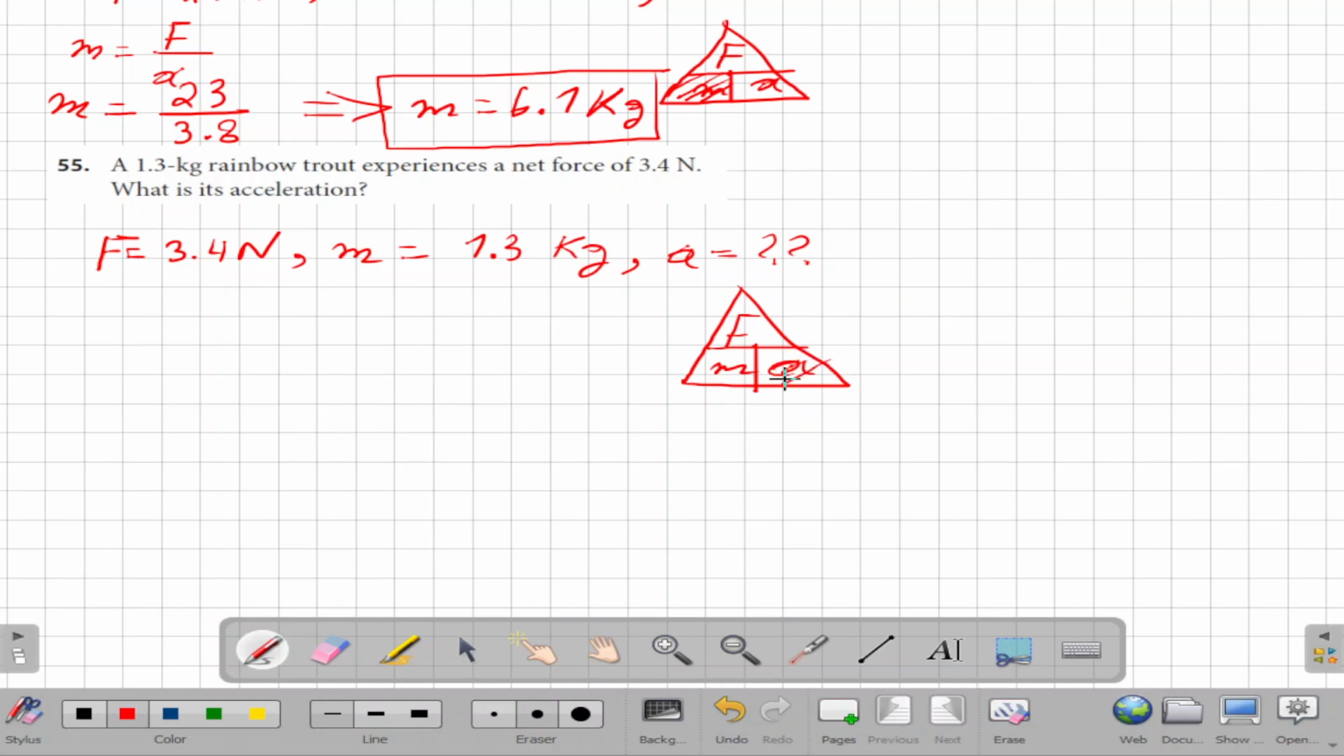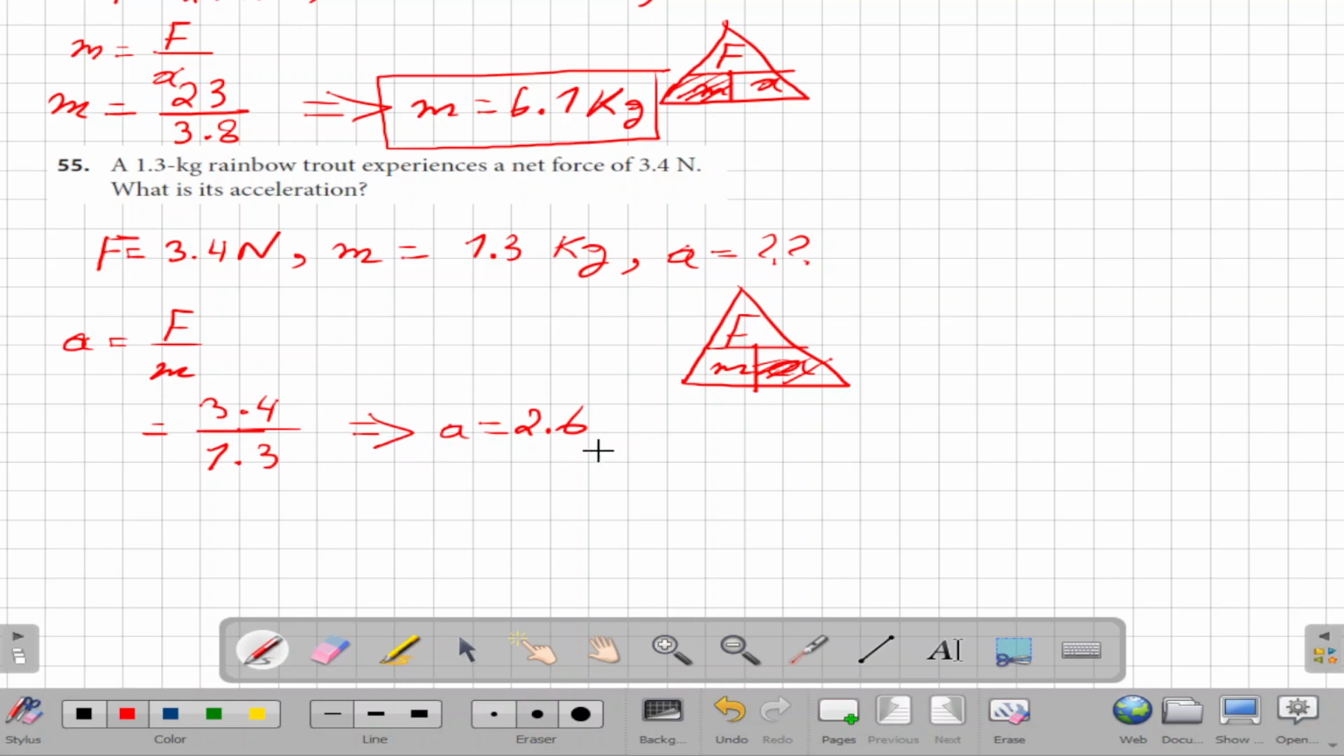Let's hide the acceleration in order to find it. So acceleration is equal to F over m. Substitute the values. We know that F is equal to 3.4 Newton, and also the mass is 1.3. Plug this into the calculator, we will get the acceleration. Acceleration is equal to 2.6.